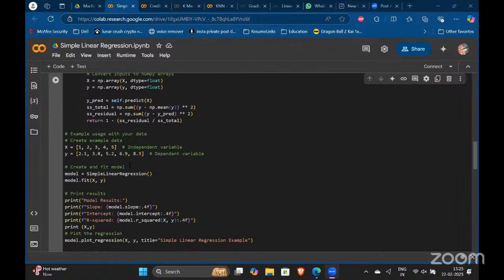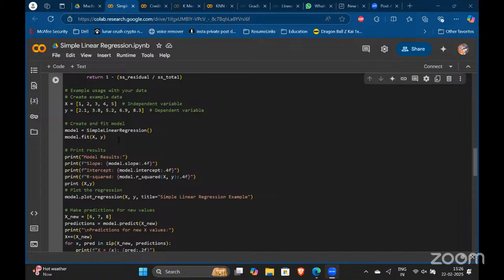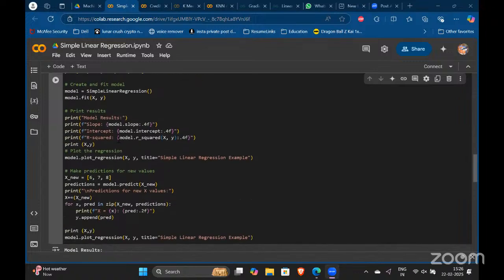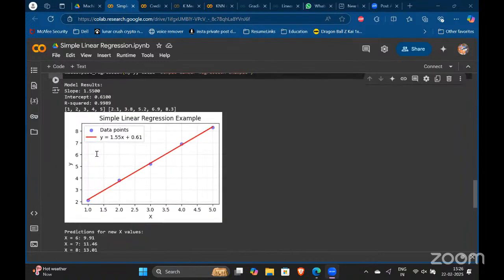So for our example, I have taken 1, 2, 3, 4, 5, which are the x values, and the y values are 2.1, 3.8, 5.2, 6.9, and 8.3. So these are dependent values and these are independent variables. Now I pass that to the fit function, which is x comma y, and you can see that data is being fit into the algorithm that I have written. After that, this is the simple linear regression plot that I have plotted with the data that it was given.